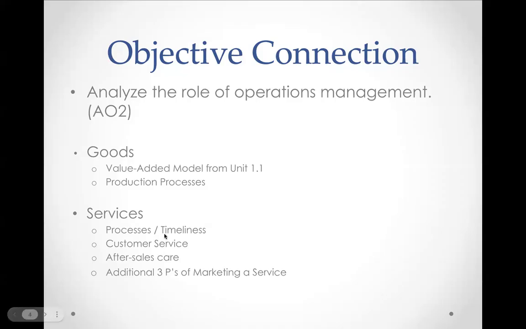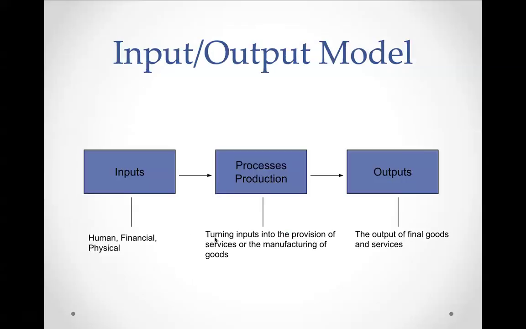In terms of services, we are looking at the processes the business has, timeliness. You think about wait times, you think about customer service, after sales care. I like to think a lot of the additional three Ps of marketing a service, the processes, the people that are there, the physical evidence, some of that comes into play. So walking through this model in terms of a goods producing business, I may have my inputs that are raw materials to create them into a usable product, and then the final product goes to customers as a good.